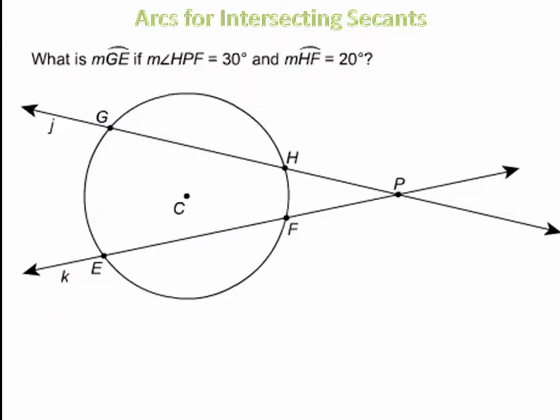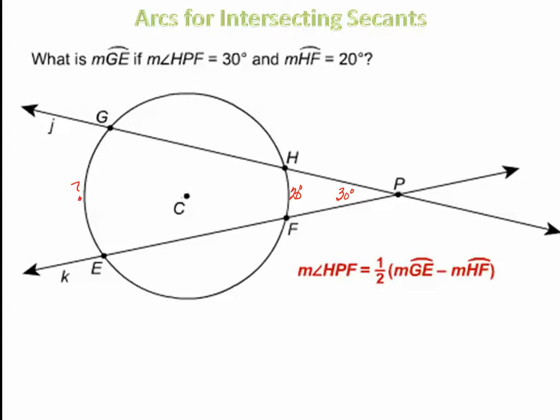Now we have the arcs for intersecting secants. Guess what? It's going to work the same way. You're going to get the difference of the arcs, and then you're going to divide by 2. Now in this one, they said angle HPF is 30 degrees. They said this measure of this arc right here is 20 degrees. We're looking to find out what is the measure of this arc GE. Well, now first, let's see what we got to do here.